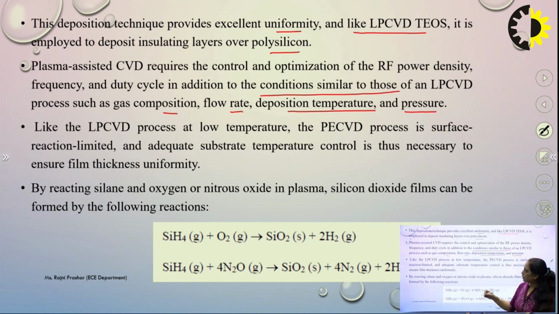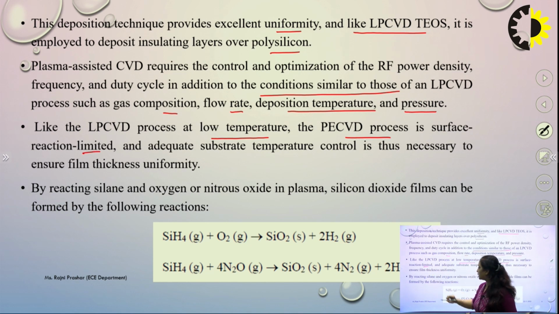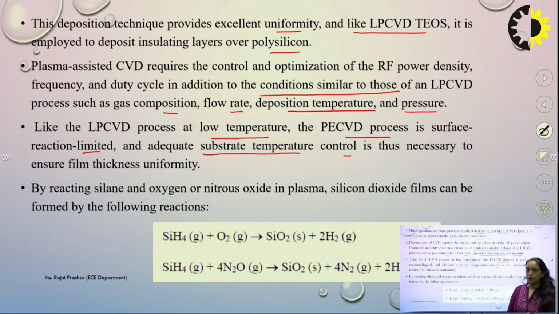And in case of the LPCVD process, when it is carried out at low temperature, the PECVD process is a surface limited reaction, and adequate substrate temperature control is thus necessary to ensure that we have a very precise thickness of dopants which are going to be deposited over the required substrate.